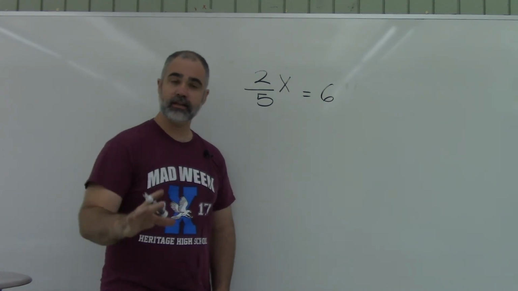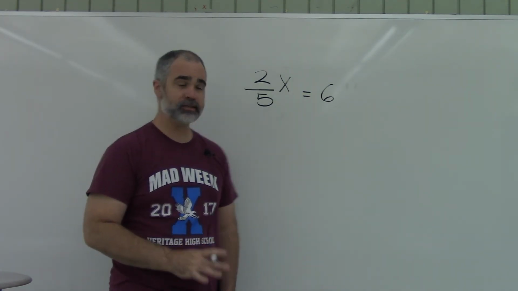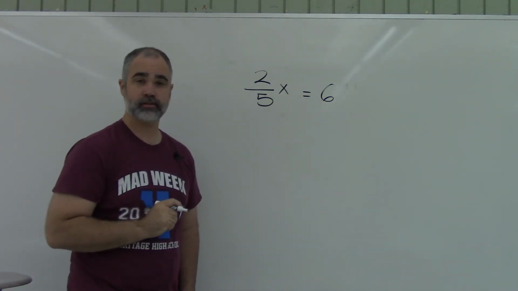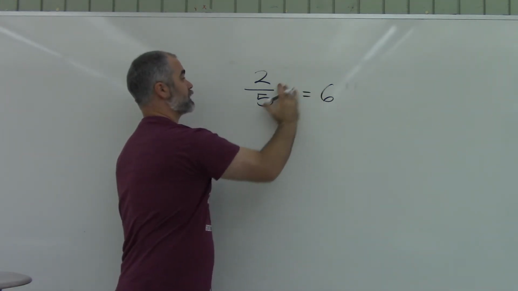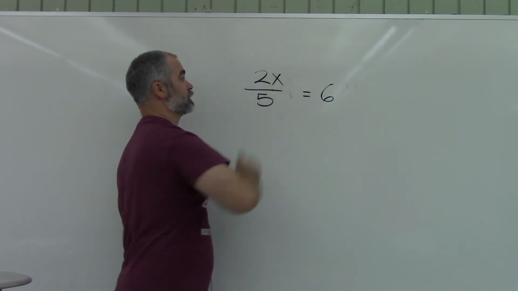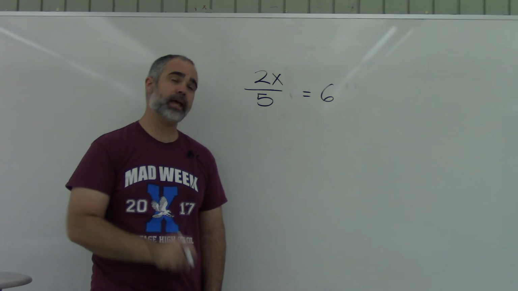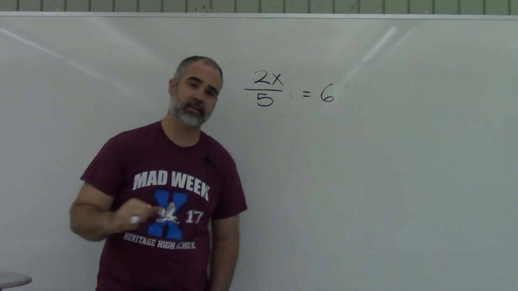Now, you might see this in a variety of different ways. You might see the x off to the side like this. And you might see the x on the top like this. It actually means the same thing. Okay, so if you see the x on the side, I like to mentally put it on the top. It makes things a lot easier.